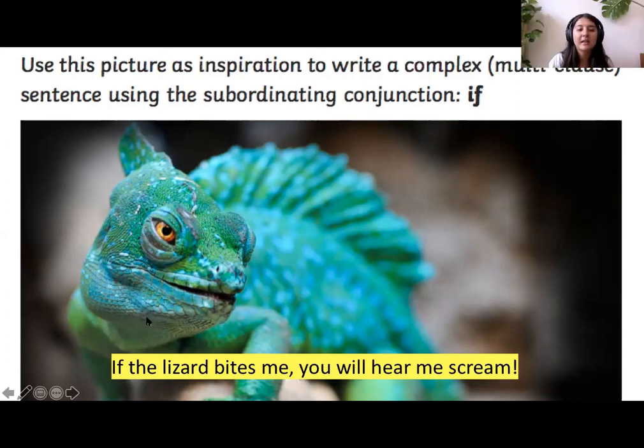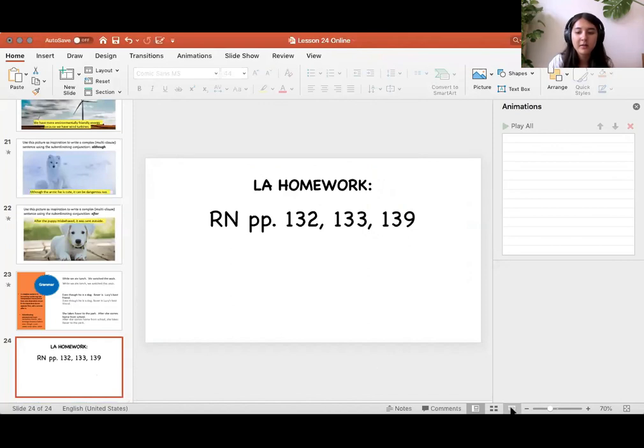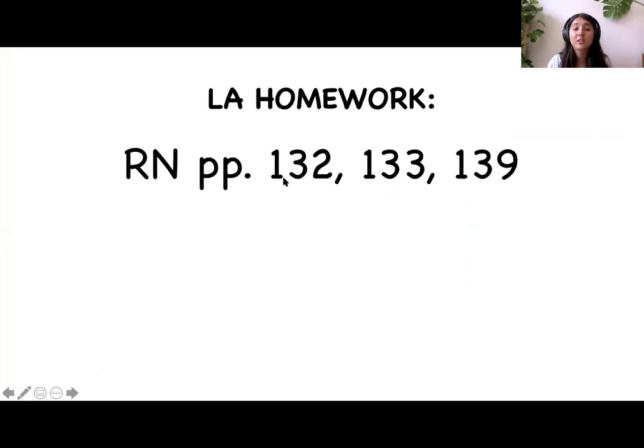Very good. Okay, guys, that is the end of our lesson today. We've run out of time. So what I'm going to do is I'm going to show you your homework for the day. So let's have a look. Our homework is, ta-da, Reader's Notebook, pages 132, 133, and 139. So please make a note of these 3 pages in your homework. What I would like you to do is complete them in your reader's notebook and then take a picture of each page you have completed, upload it to the Google Drive link. I will ask Miss Ling to send you the link to the Google Drive folder.